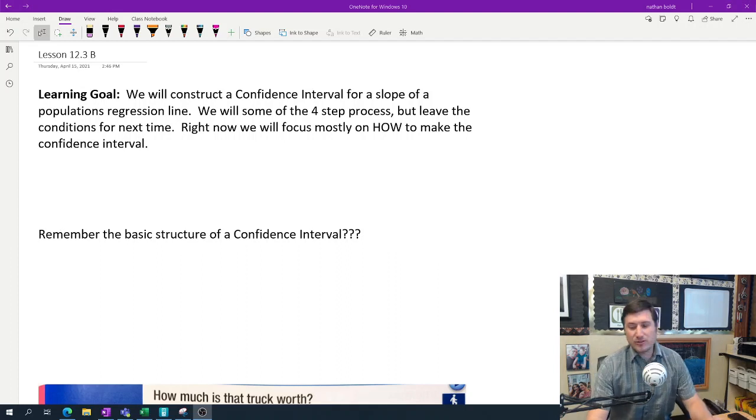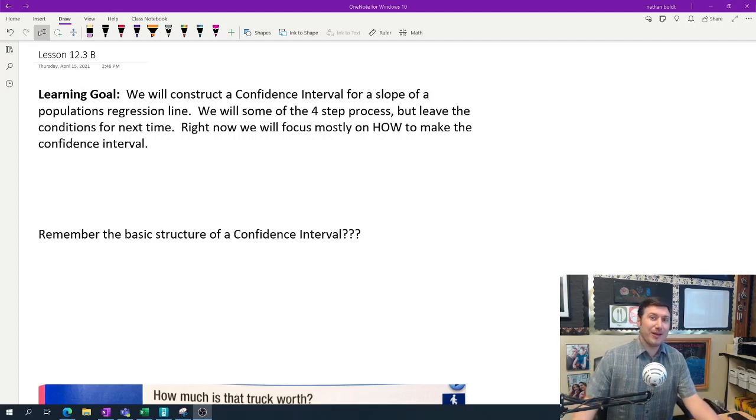So usually, yes, there's the entire four-step process for this, right? But we're not going to do the whole thing quite yet. The conditions are new, and so we're going to leave those for later. Right now, we're just going to focus on the process, how to actually make the confidence interval. So let's take a look at this.